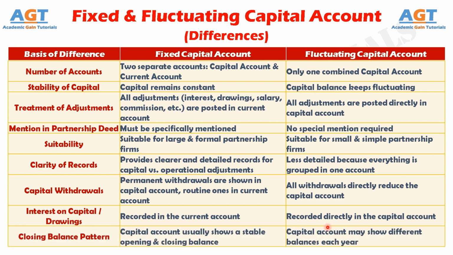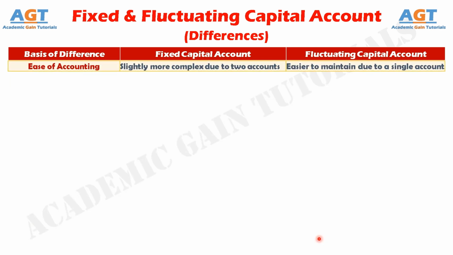Number 9. The fixed capital account usually has a constant opening and closing balance, whereas the fluctuating capital account shows varying balances each year. Number 10. The fixed capital method is slightly more complex due to the need to maintain two accounts, whereas the fluctuating method is easier because only one account is maintained.